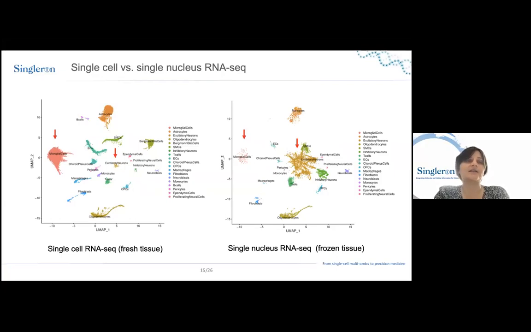RNA-seq. This data comes from brain tissue. And basically the main message is that if you work with frozen tissue or with tissue such as brain tissue that is difficult to dissociate into individual cells, then the single nucleus RNA-seq should be the method of your choice.